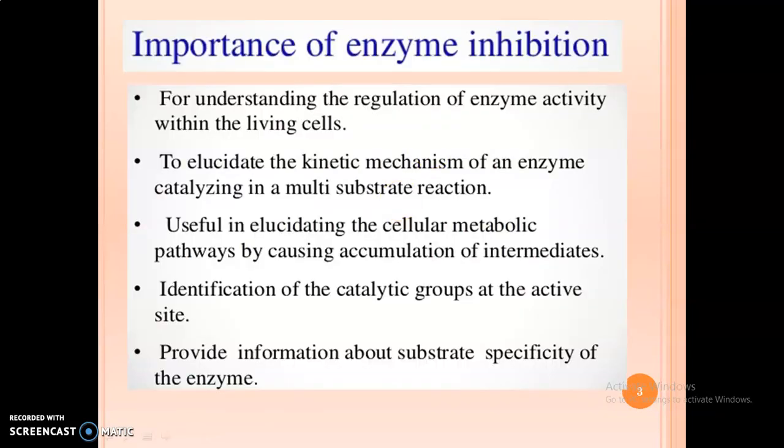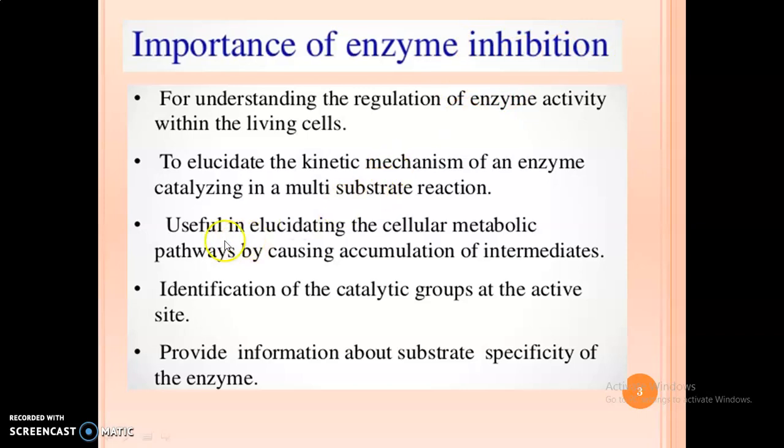So basically, what is the importance of enzyme inhibition? Enzyme inhibition is important for understanding the regulation of enzyme activity within the cell. So the first important application of enzyme inhibition study is to determine the regulation of enzyme activity. Then to illustrate the kinetic mechanism of the enzyme catalyzing in multi-substrate reactions. The enzyme binding to your substrate to give you a product is a kinetic mechanism, a reaction mechanism. If you want to study that reaction mechanism in a single reaction or in a multi-substrate reaction, enzyme inhibition can help.